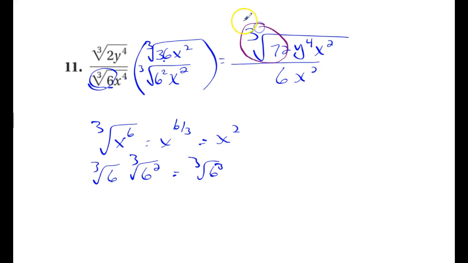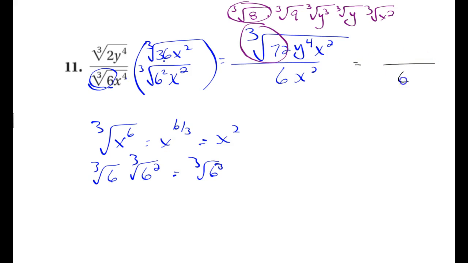Let's start with the cube root of 72, which is the cube root of 8 times the cube root of 9. And interestingly enough, the cube root of 8 simplifies, but the cube root of 9 does not. The y to the 4th can be broken down to be the cube root of y cubed and the cube root of y. And I don't think I can do anything with that cube root of x squared, so I'll just leave that. So the numerator, I'm leaving the 6x squared alone, but the cube root of 8 is a 2. The cube root of y cubed is a y. And then I think everything else I better just leave alone.